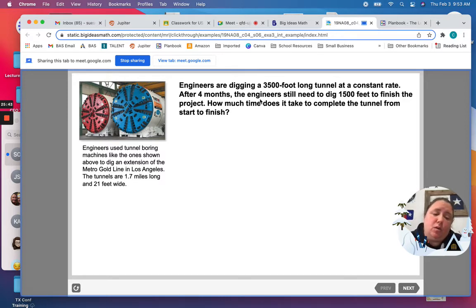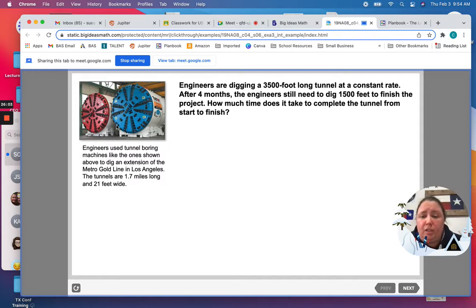Guys, when you hear the word constant in the equations, that's your slope. Constant is the constant rise of your equation of your line, so it's a slope. After 4 months, the engineers still need to dig 1,500 feet to finish the project. How much time does it take to complete the tunnel from start to finish?